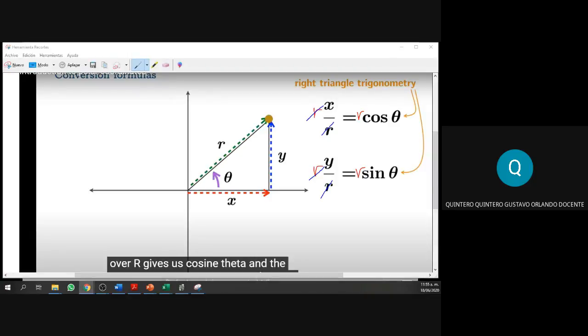Somebody in the chat is saying something. Samuel Mendez says, adjacent is the opposite of the hypotenuse. No. No, paso un momentico al español para que se entienda mejor.